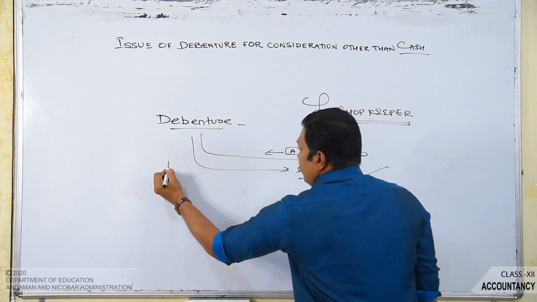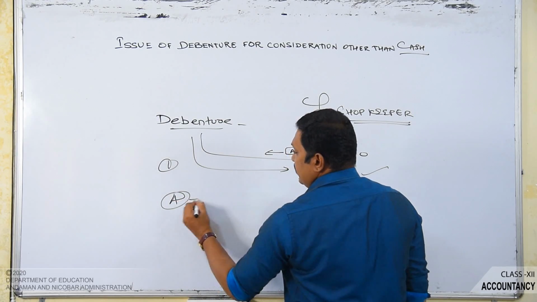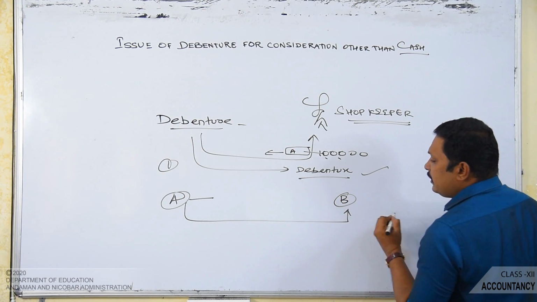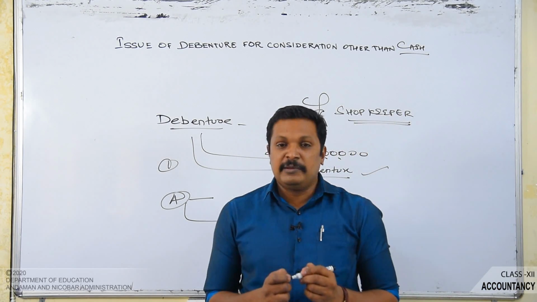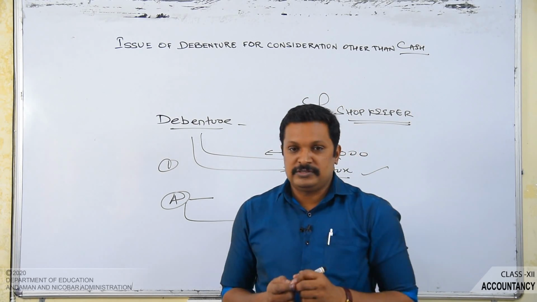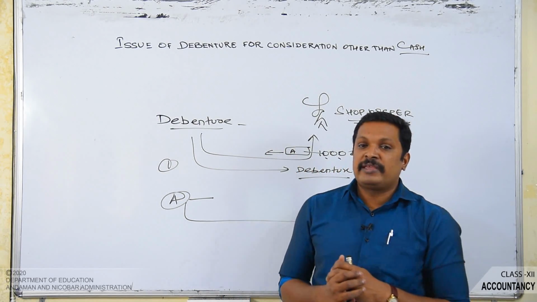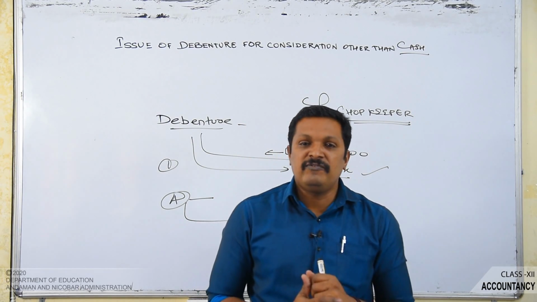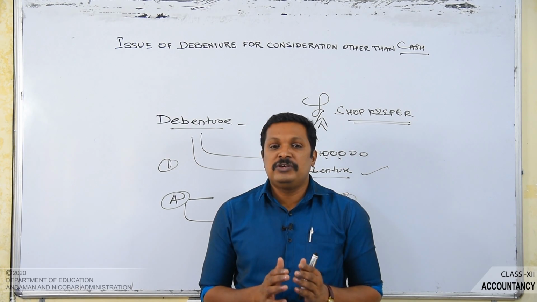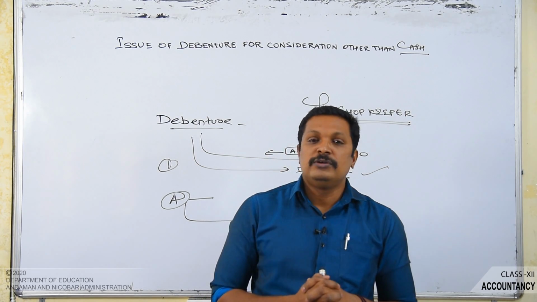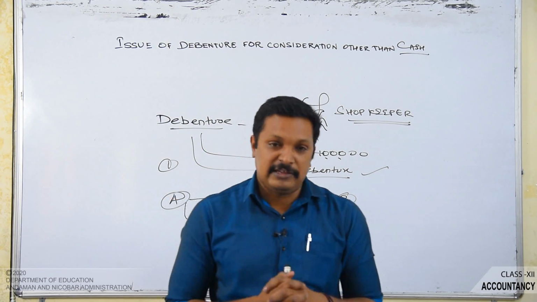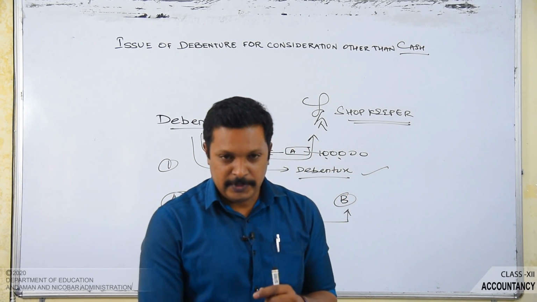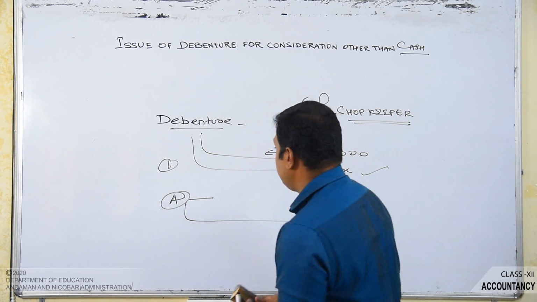The second case is when our company's name is A and we are going to purchase B company. When A company purchases the business of B company, then as per the agreement we can issue debentures. So there are two cases where we can issue debentures for consideration other than cash: when we purchase an asset, or when we purchase the business of another. It should be as per the agreement. If both the parties agree, then we can issue debentures. Let us learn one by one how to pass the entry.